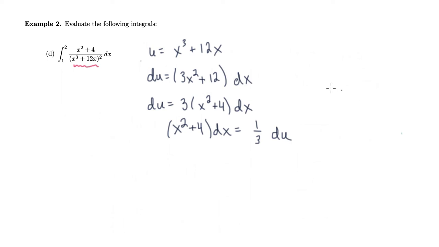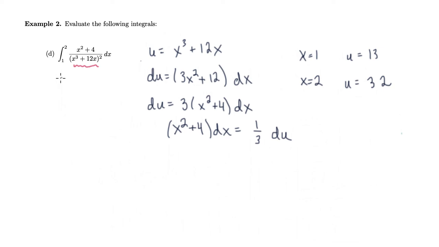Okay? And now let's think about the limits of integration. So the lower limit, when x is equal to 1, u is equal to 1 plus 12, which is 13. And the upper limit, when x is equal to 2, u is equal to 8 plus 12 times 2 is 24, so 8 plus 24 is 32. Okay, that looks good. Just double check. 2 cubed is 8, and then 12 times 2 is 24. 8 and 24 gives us 32.